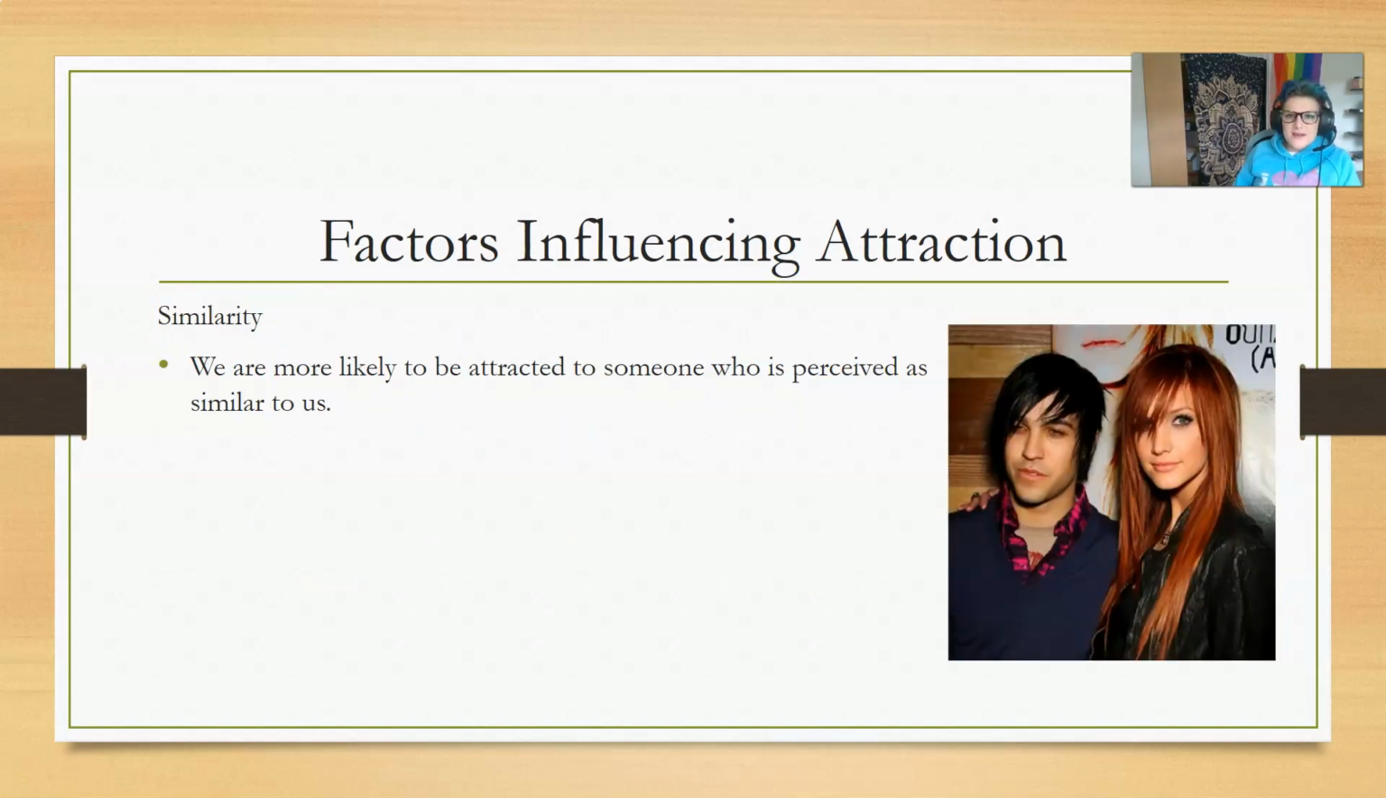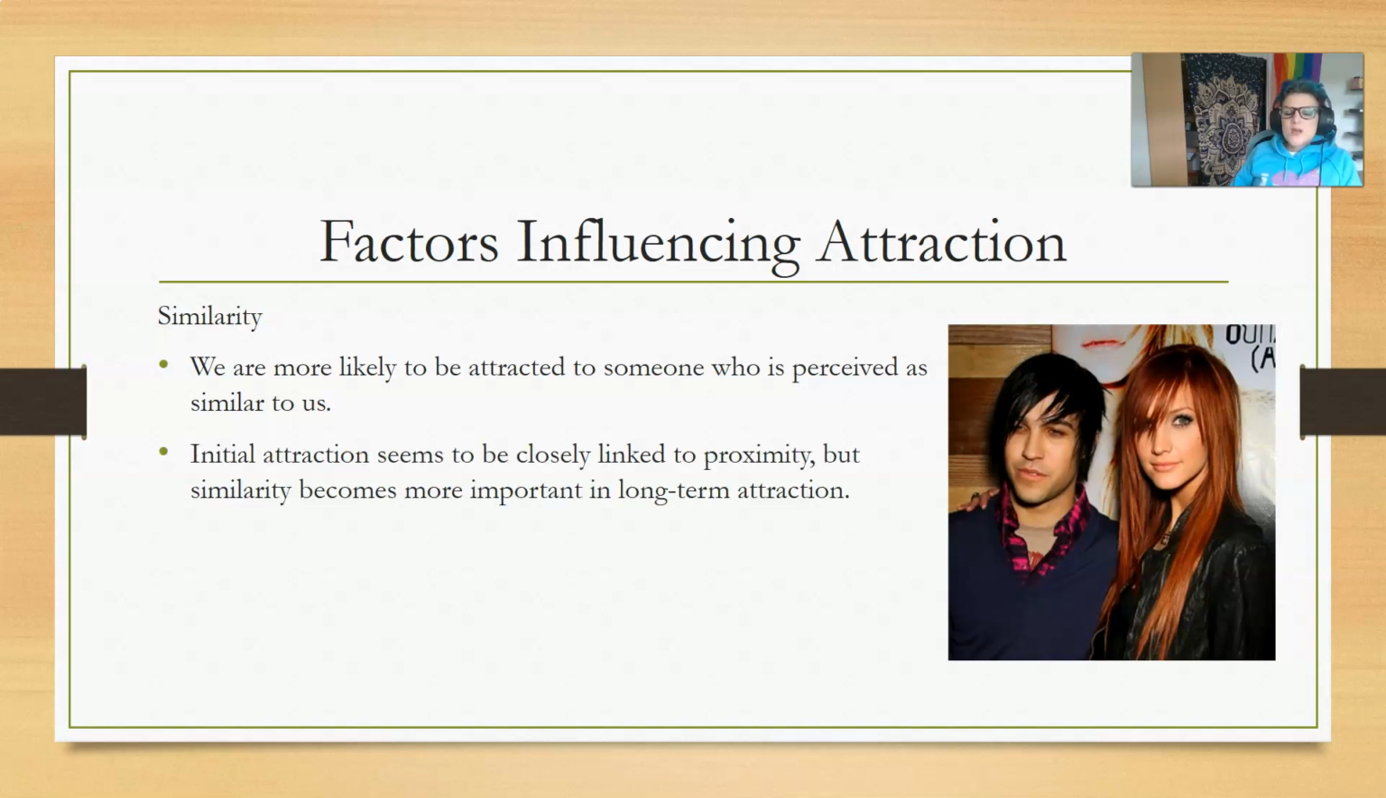A further factor influencing attraction is that of similarity. So we're more likely to be attracted to someone who is perceived as being similar to us. Initial attraction appears to be closely linked to proximity, but similarity becomes more important in long-term attraction. So ultimately, the more similar you are to someone, the more likely you are to have a long-term relationship.